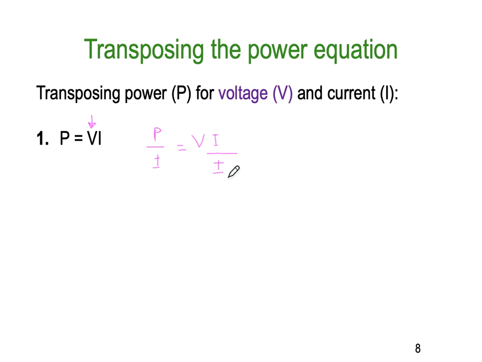Current on current equals 1. Anything times 1 is itself, so they eliminate each other, and we end up with voltage is equal to the power divided by the current. Nice, simple, straightforward transformation. And you can see there, that's what we've got in step 2.